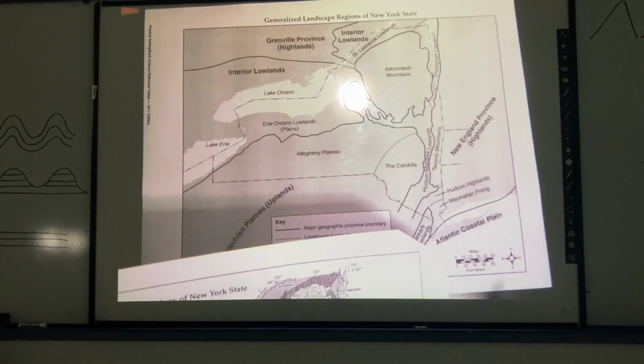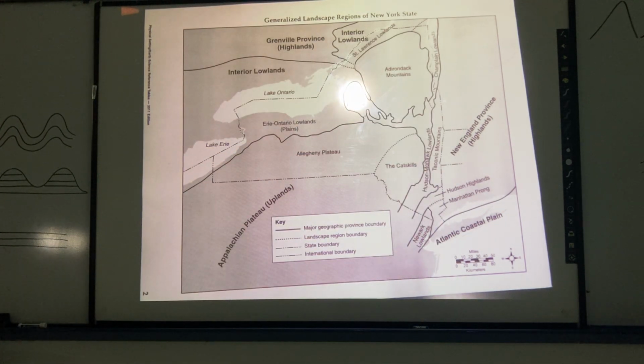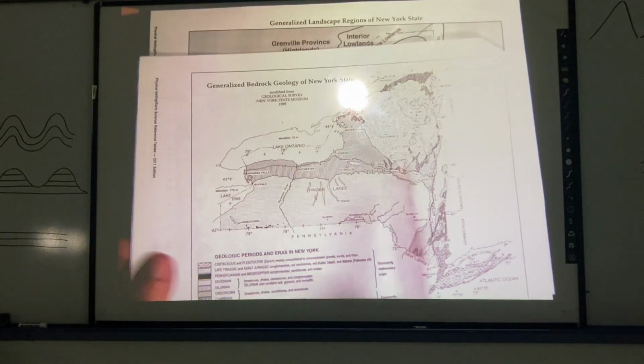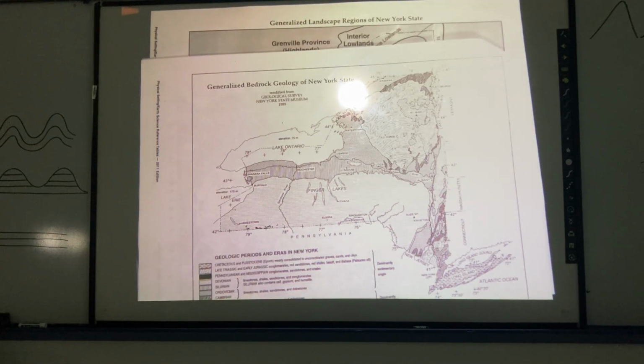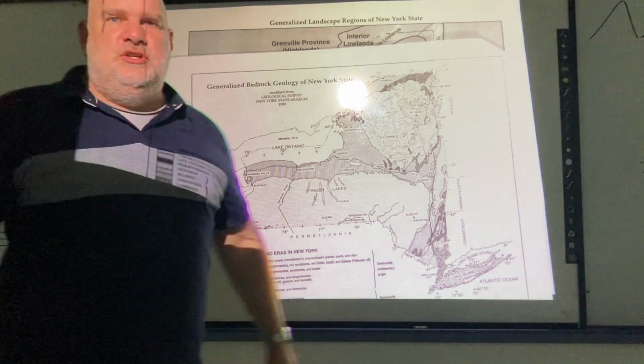All right. So those are typically the kind of questions you'll get using that chart. It's usually used in conjunction with this other chart here, which we've used before. So that is the landscapes and landscape regions of New York.